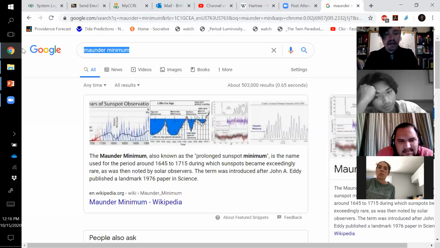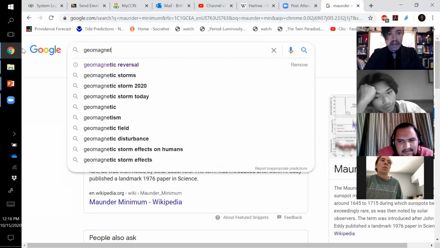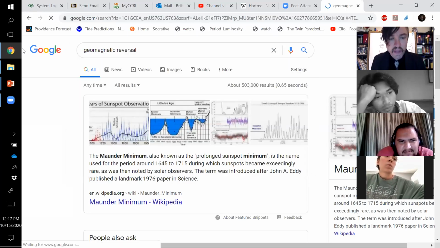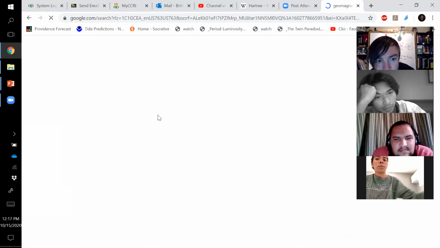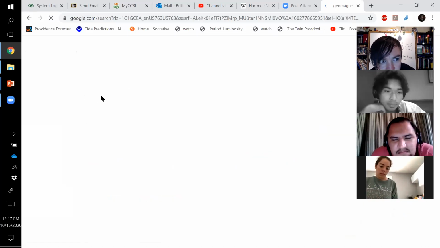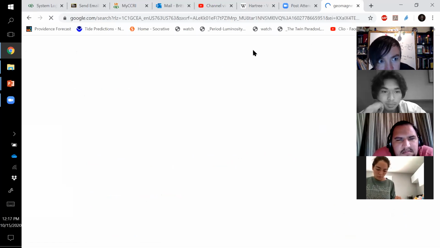Let me show you a Wikipedia page about that. Geomagnetic reversal. And they try to display it in this graph. Let me see if I can find the graph for you. Oh, the internet is slow.